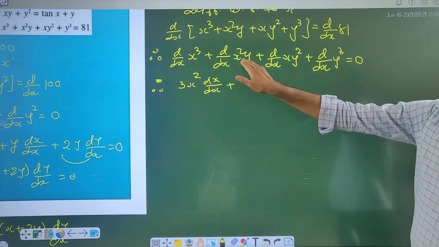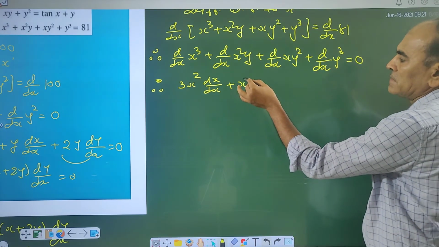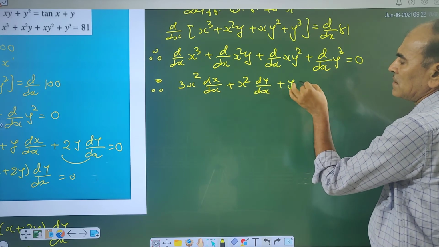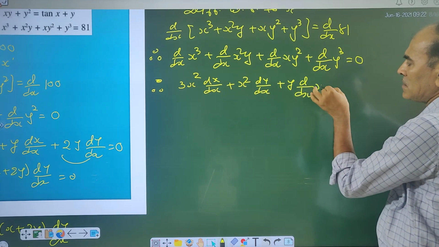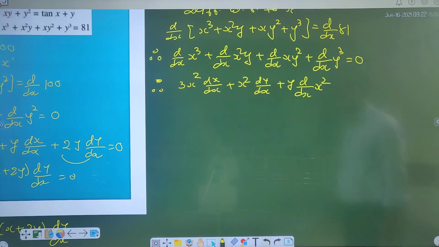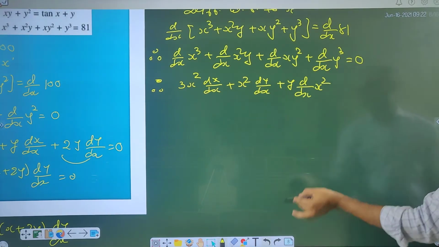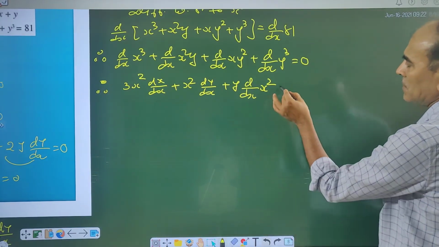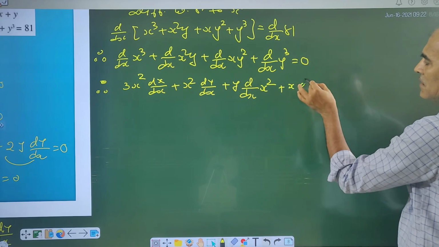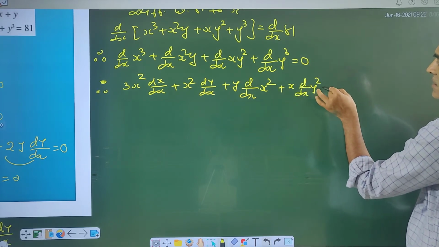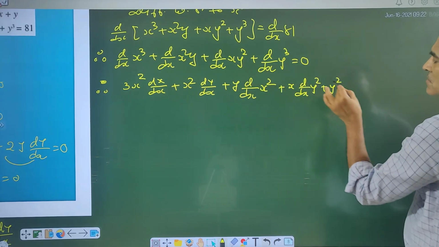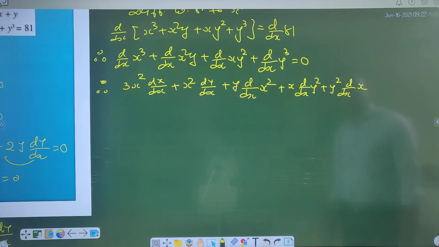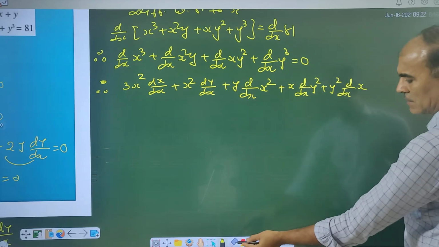Here a product is there, so apply the product rule. x square as it is times d by dx of the second function, plus the second function as it is times d by dx of the first function, and then the next term: first function as it is times d by dx of the second function, plus second function as it is times d by dx of the first function, that is dx by dx.